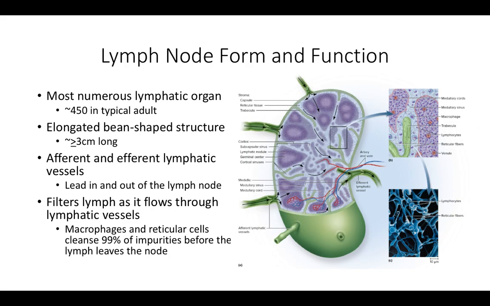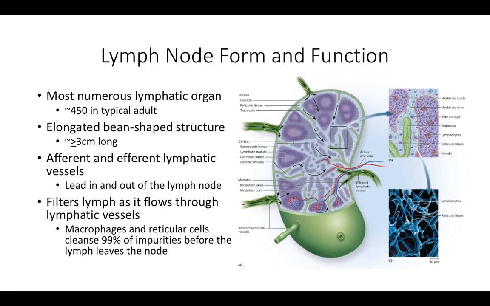So the lymph node, we've talked about this a little bit already. We'll get into a little bit more detail, but it's the most numerous lymphatic organ in your body. An adult has about 450 of them, and they're these little bean-shaped structures all over your body. They look like little red kidney beans, but they're about 3 centimeters long, sometimes less. They have afferent and efferent lymphatic vessels. So afferent lymphatic vessels bring lymph into the lymph node, and then the efferent lymphatic vessel will bring lymph out after it's been filtered. And so again, their job is to filter the lymph as it flows through.